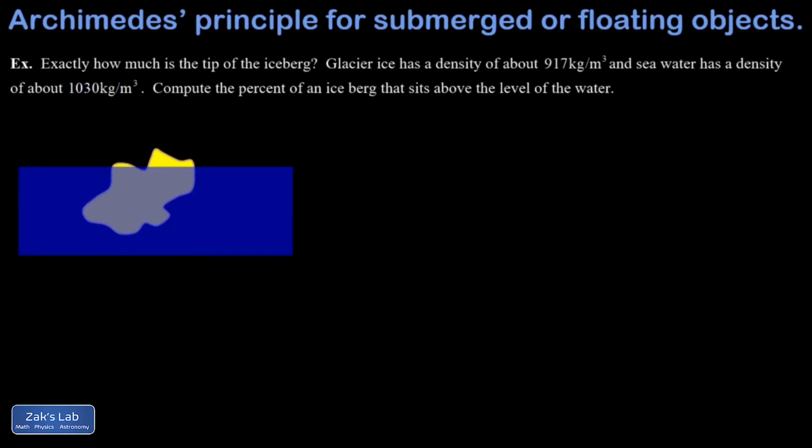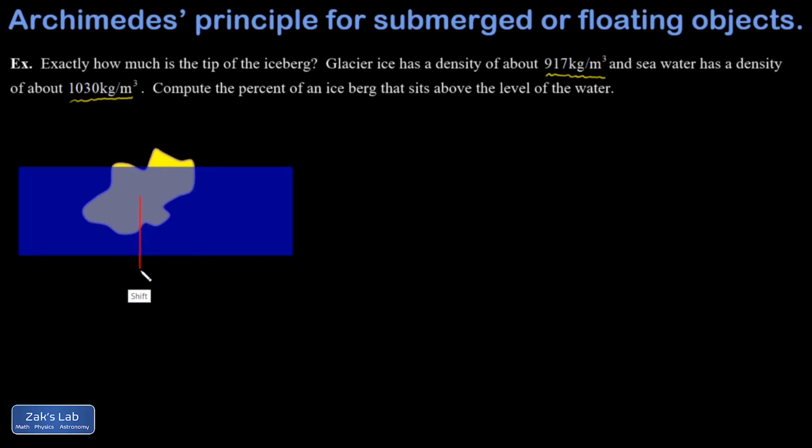So let's apply Archimedes' principle to the case of a floating object. And what I have here is a chunk of glacier ice that's broken off and is floating in the ocean. And glacier ice has a lot of air pockets in it. It has a density of 917 kilograms per cubic meter approximately. Seawater has a lot of salt dissolved in it, so it's bigger than the freshwater density. It's 1,030 kilograms per cubic meter. And what I want to do here is compute exactly what the tip of the iceberg is. So I want the percent of the iceberg sitting above the level of the water.